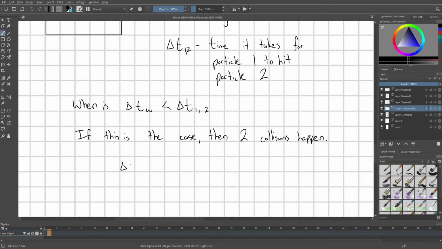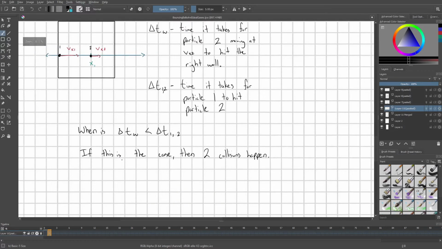So delta tw, actually let's just use the definitions of speed here. So we can say that Vx2 equals, if it ends at position L, then this would be L minus x1 over delta tw. And so therefore, delta tw equals L minus x1 over Vx2.